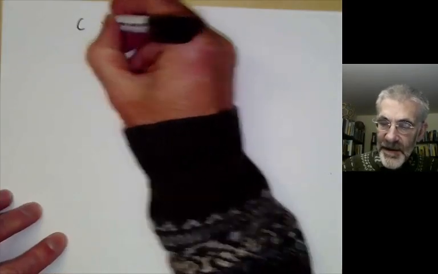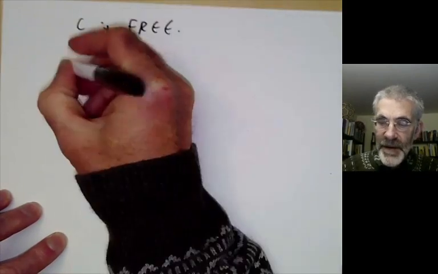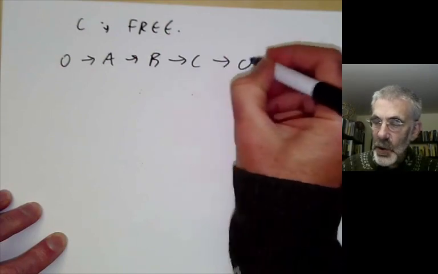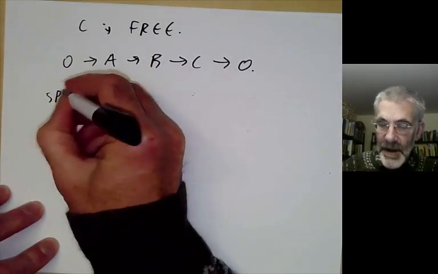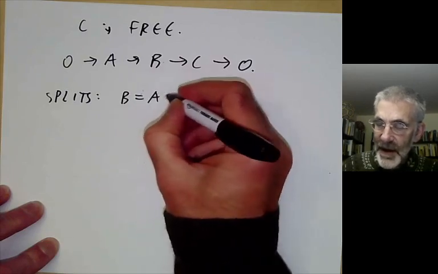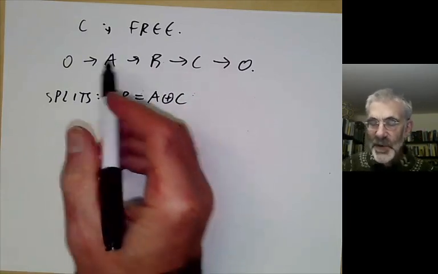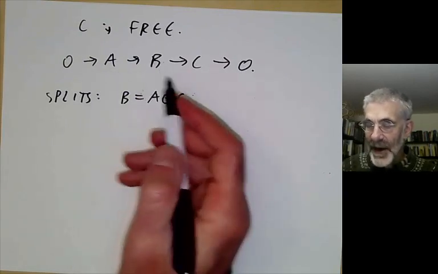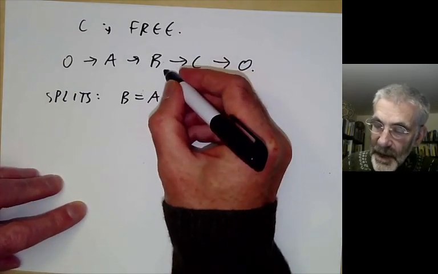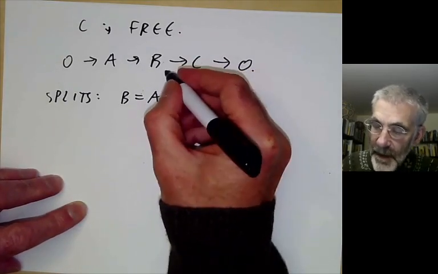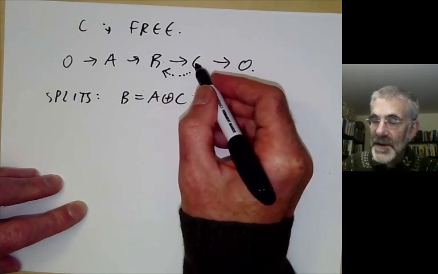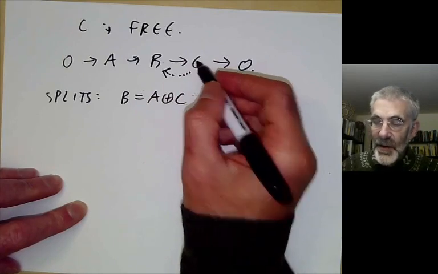Suppose C is a free module, then if we look at 0 goes to A, goes to B, goes to C, goes to 0, this sequence splits. We find that B is more or less equal to A plus C. Well, it's not quite equal, it's really equal to the image of A direct sum something. And the point is that if C is free, then we can find a homomorphism going back in that direction, such that if you go from C to B and then back to C, you get the identity map.